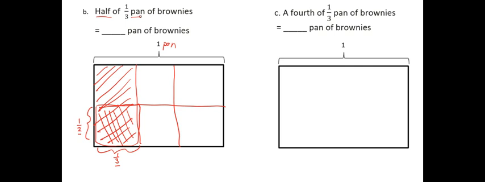Now we have to figure out, as a fraction, what part of the whole is this piece. Well, there are 6 pieces all together in the pan and 1 piece shaded. So that piece is 1/6 of the entire pan. The related multiplication problem is 1/2 times 1/3 equals 1/6.